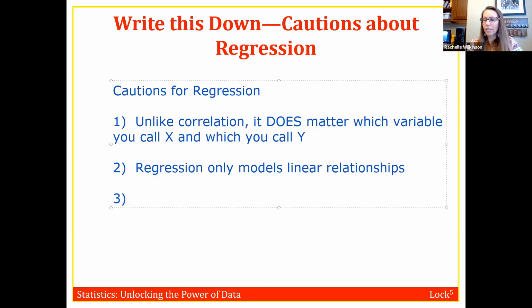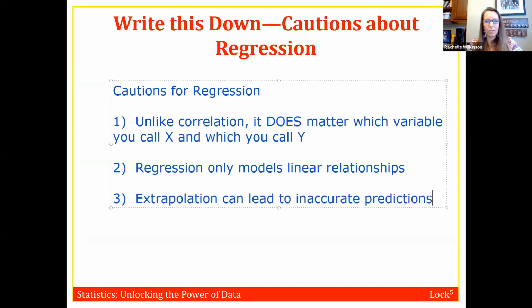Okay, my third one is that extrapolation can lead to inaccurate predictions. So some of you might be wondering, what does extrapolation mean? Extrapolation is trying to use your model to make predictions for x values that are outside the range where your data, where your model was created.